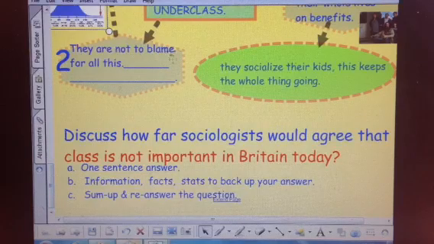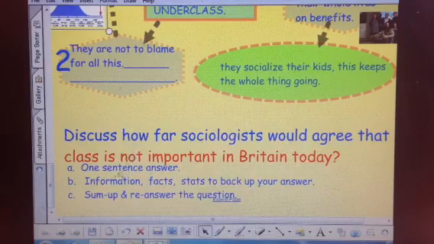So what we'll do when we make these notes is we'll use the notes to do this essay: Discuss how far you would agree that class is not important in Britain today. We'll use this and previous lessons. One sentence answer. Information, facts, stats, back up your answer. Sum up and re-answer the question. That's how we do this essay.